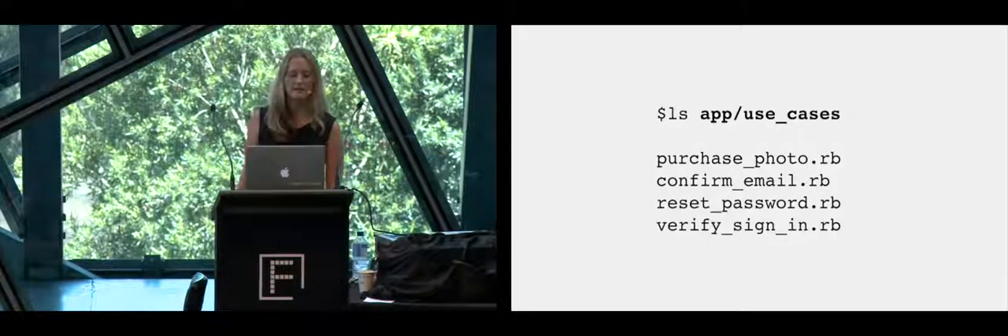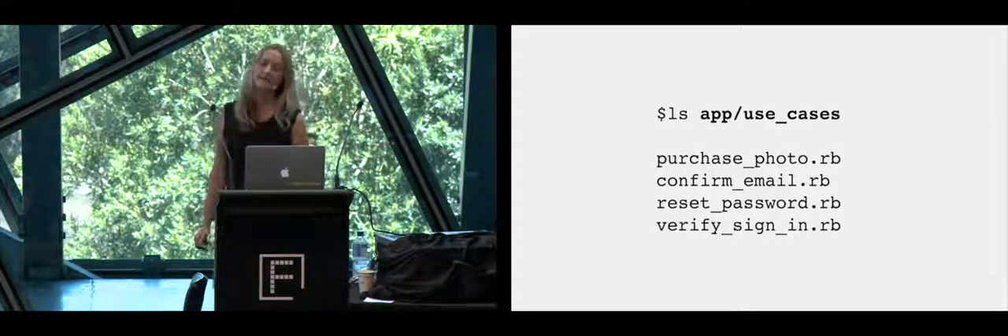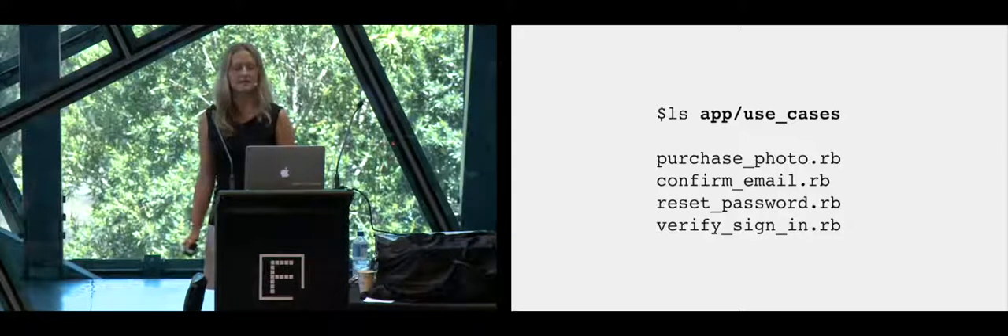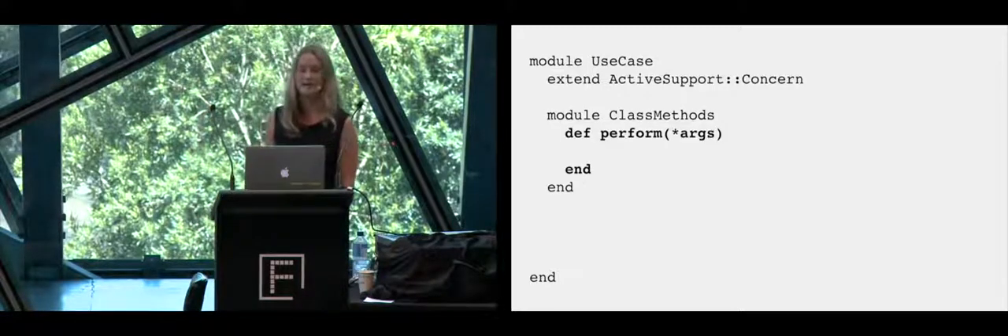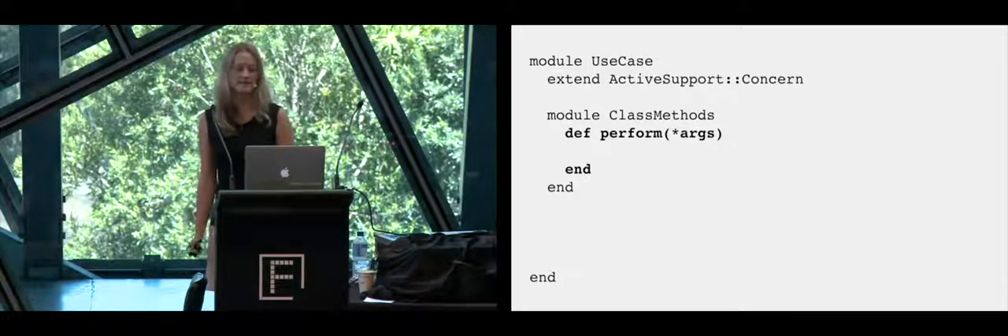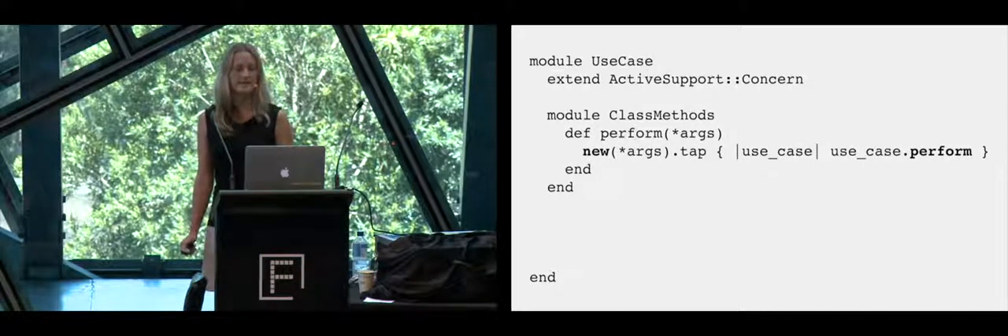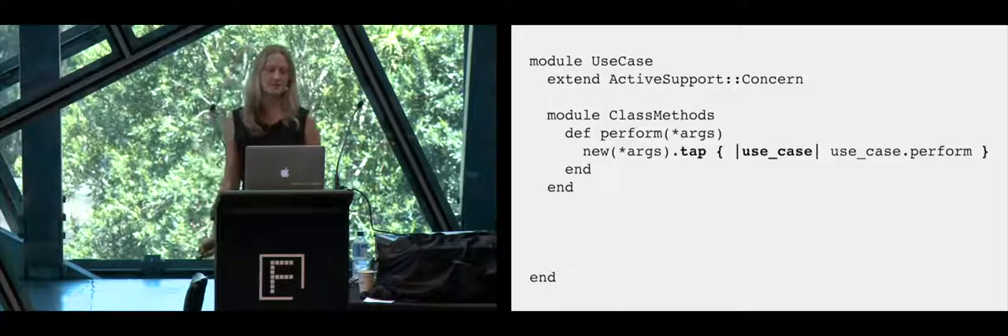Our classes are named after the action that the user takes, so normally a verb-noun combo like PurchasePhoto or ConfirmEmail. We have a directory for the use cases to live under, which are namespaced under their relevant domains, so they're easy to find. We created a small module called UseCase, which defines a simple public interface for our use cases to implement. This module has a class method perform, which takes whatever arguments it needs, and initializes a new instance and calls perform on that instance. And you'll notice it's wrapped in a tap block.